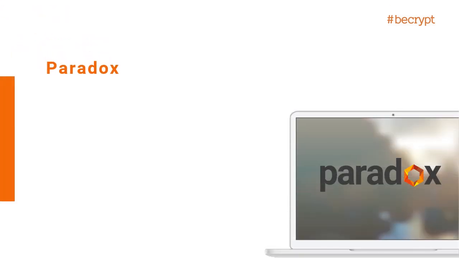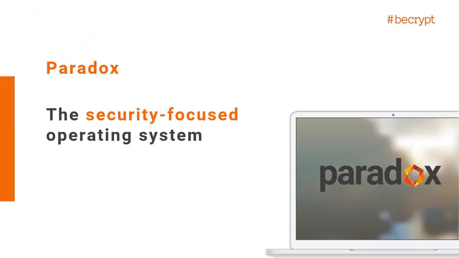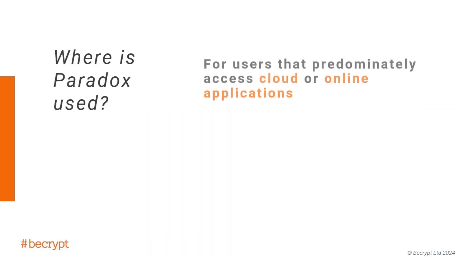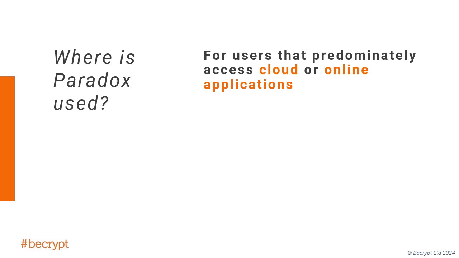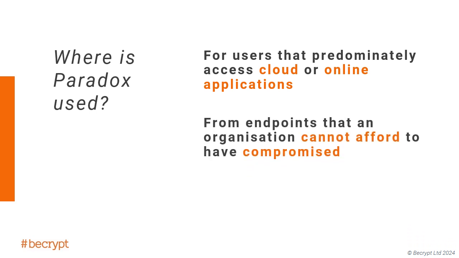Hi, I'm going to give a high-level overview of Paradox, Becrypt's security-focused operating system. Paradox is designed for accessing cloud and online services, so that might be VDI or web-based applications within public or private cloud, but designed for organizations that need an enhanced level of security. Organizations that have endpoint devices and systems that they simply can't afford to have compromised, whether that's for privileged remote access, supply chain security, or basic corporate ransomware protection.